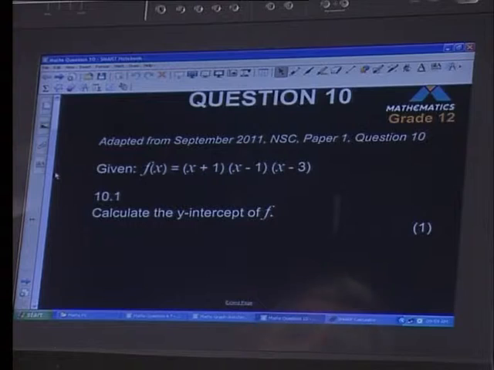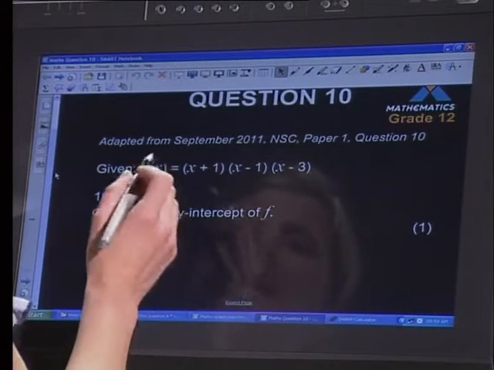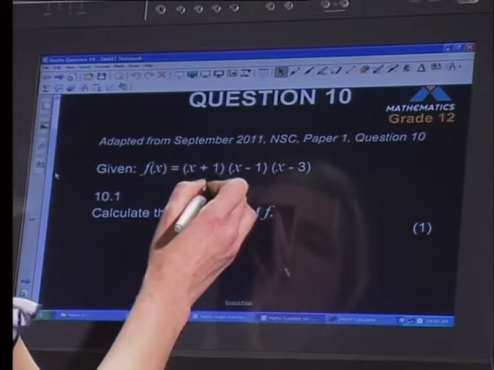Okay, so the question that I've got on the screen here from the KZN paper says to us, f of x is equal to x plus 1.